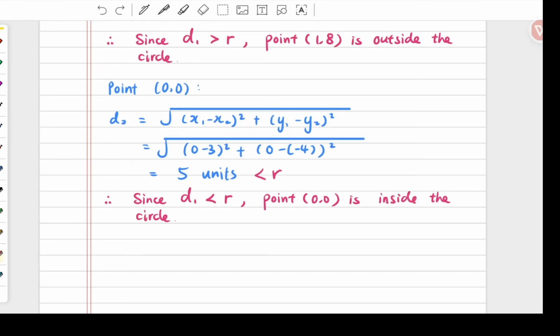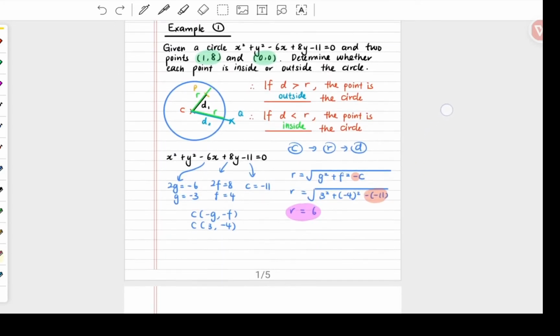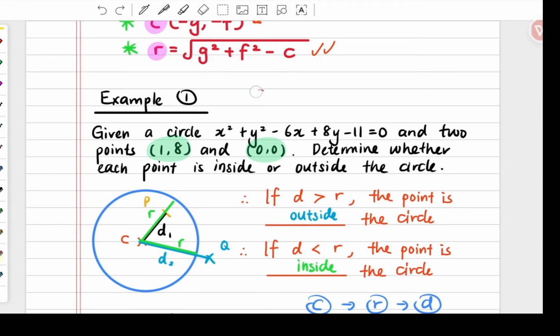Okay, so that's how we're going to do this question. Once again, for this kind of question, to determine whether it's inside or not, first find the center, then go to the radius and find the distance and compare. So that's it. Okay, see you in part 2.